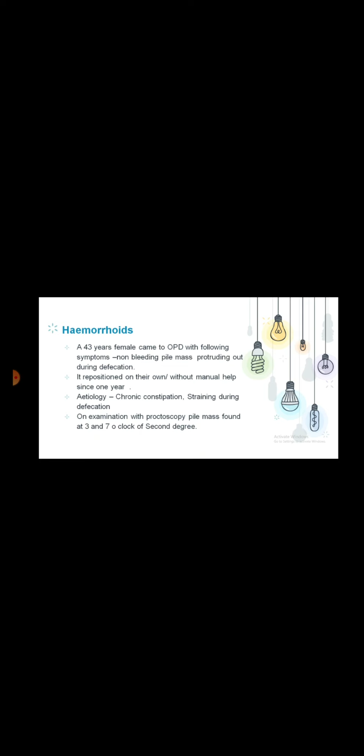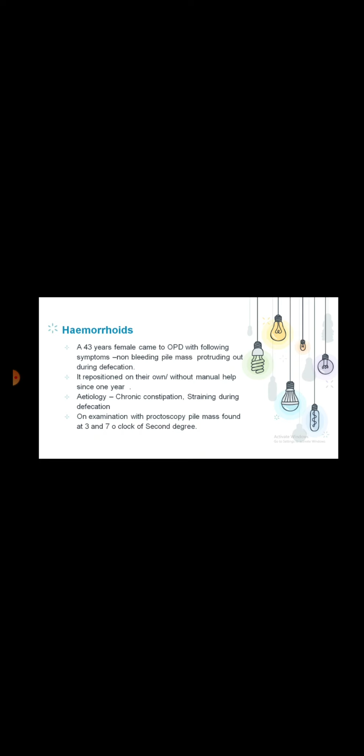A 43-year-old female came to the OPD with the following symptoms: a non-bleeding pile mass protrusion. As I have said, the first slide is the Vata Kapha variant of Bahya Arsha, and we have seen that. The mass is repositioned on its own without manual help since 1 year. Etiological factors are chronic constipation and straining during defecation. On examination with proctoscopy, pile mass was found at 3 and 7 o'clock, second degree.